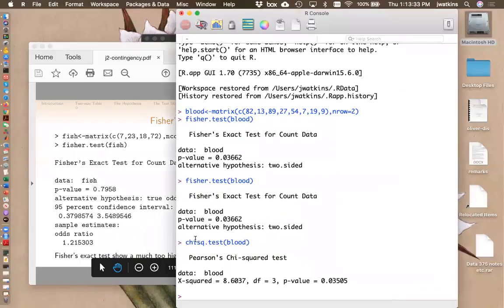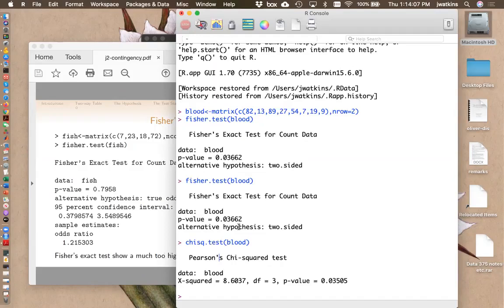For the blood data, here's the blood data again. Then if you do the Fisher test, the p-value is 0.03662. And you see it doesn't give me an odds ratio because it's not a 2x2 table. I did it again for no particular reason, but if you do the chi-square test, which is what I did earlier in the lecture, then you get a p-value of 0.035 as opposed to a p-value of 0.036.